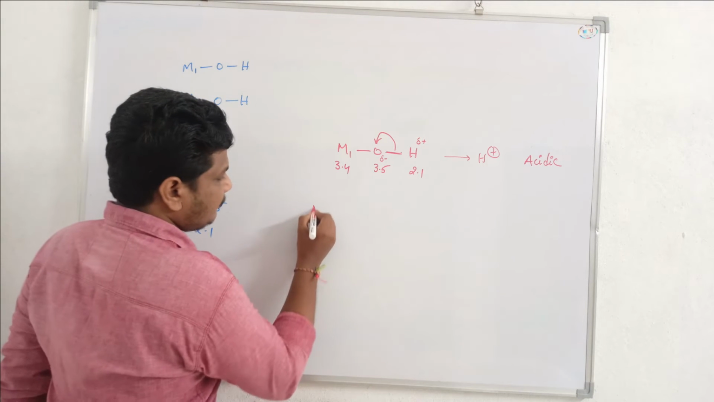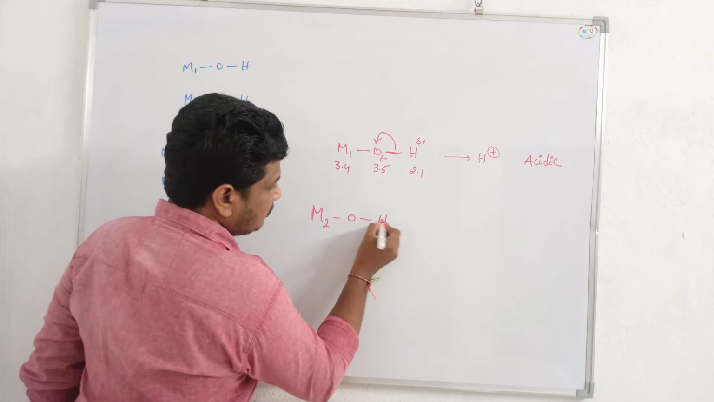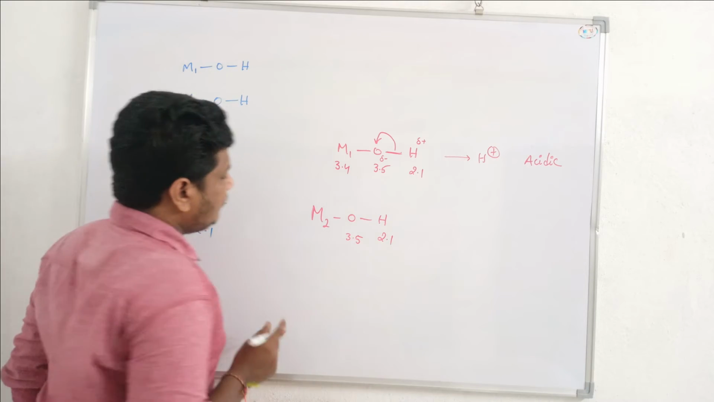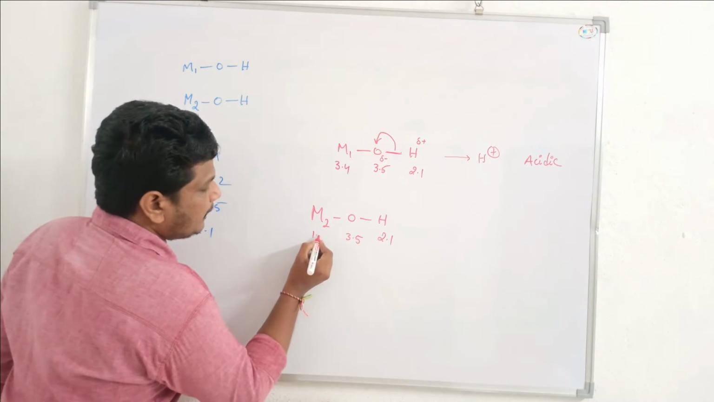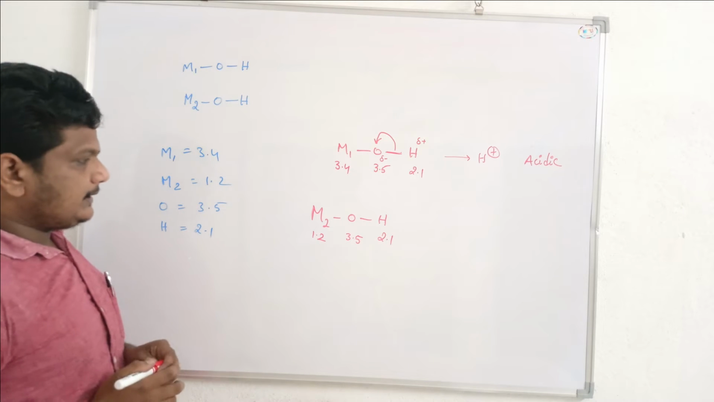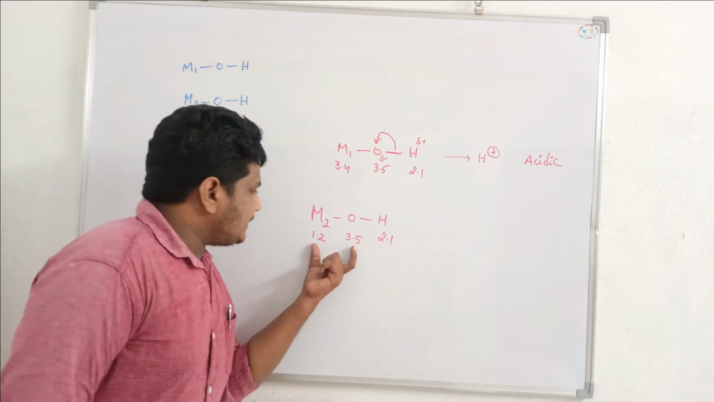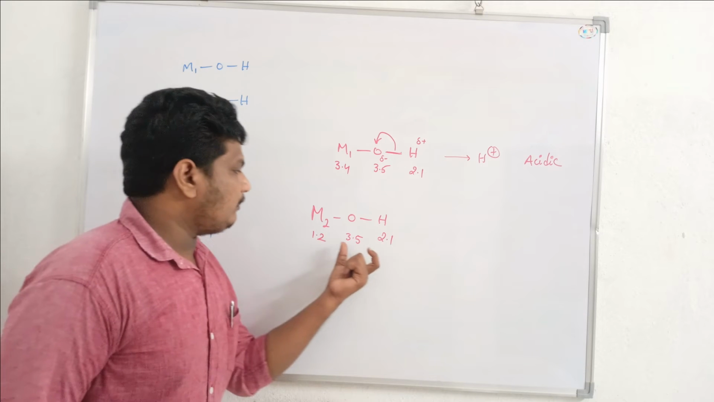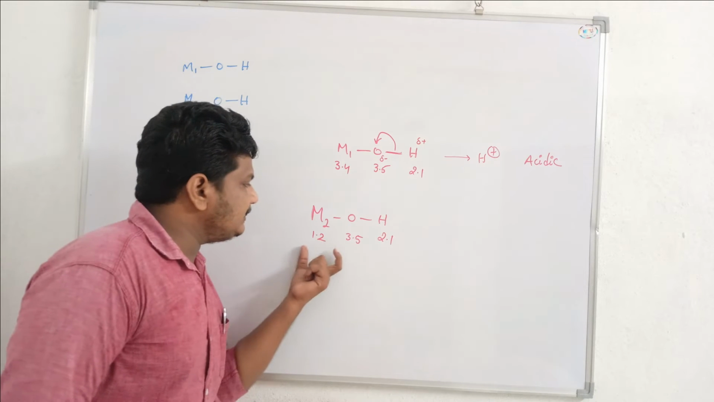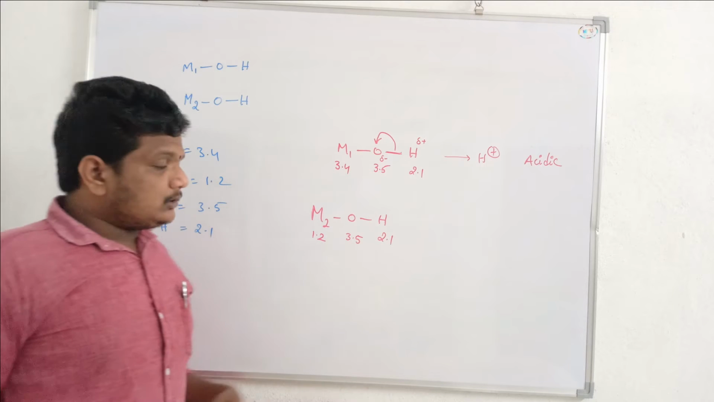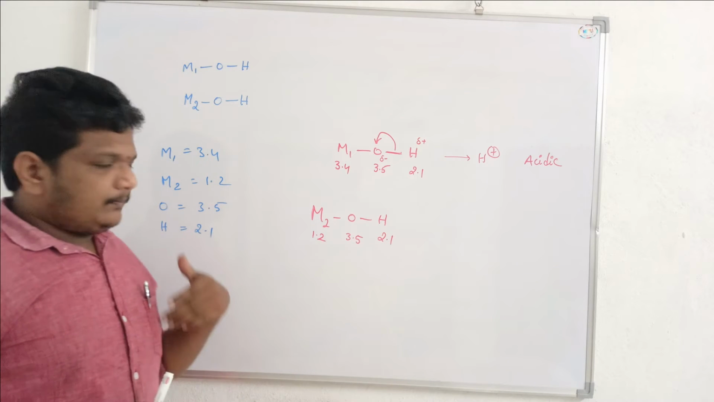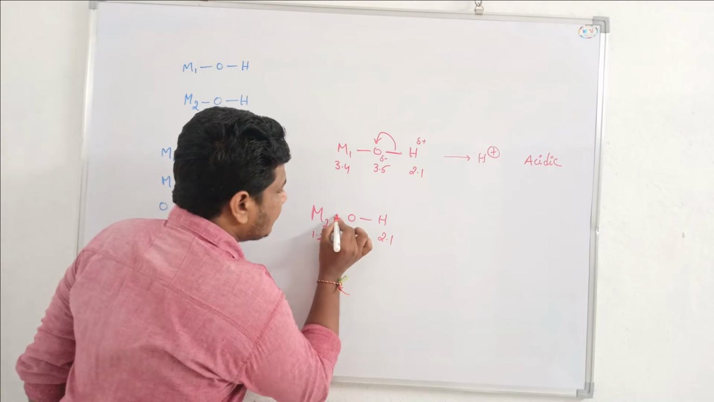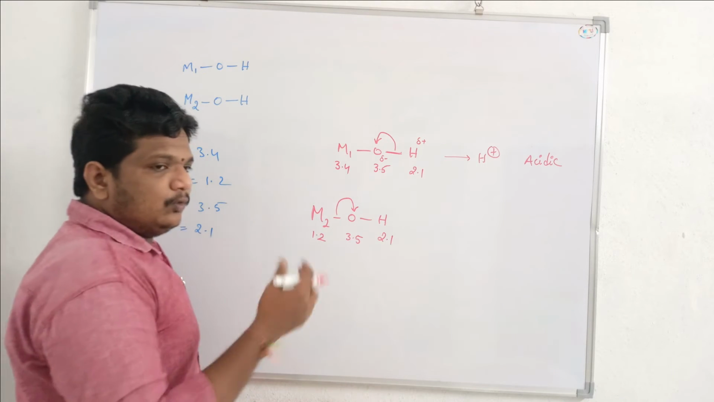Now in the case of M2OH, here this hydrogen will be having 2.1, oxygen will be having 3.5, and this M2 will be having 1.2. So if you observe these electronegativity values, there is a large difference between the electronegativity of this M2 and the oxygen. So due to the large difference between these two atoms, there is a more tendency to transfer the electrons towards the oxygen. So it means these bonding electrons will tend to move towards the oxygen.